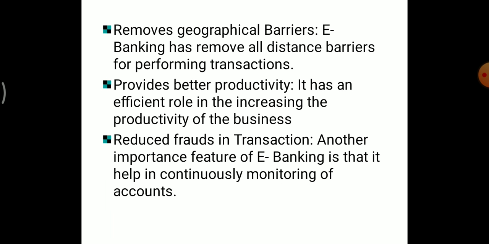And the seventh one is better productivity. It has an efficient role in increasing the productivity of the business. The whole financial transaction system is supported by an automated software system. These systems are specially designed for doing transactions of funds. It reduces the time required for doing the transaction and also reduces the workload of the business organization.